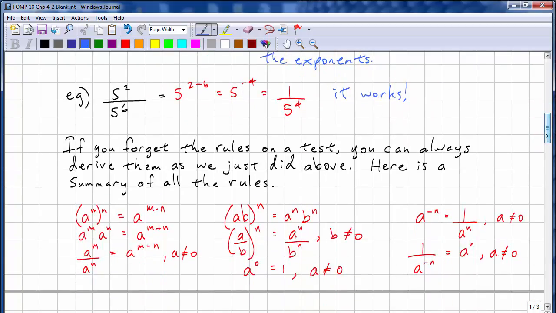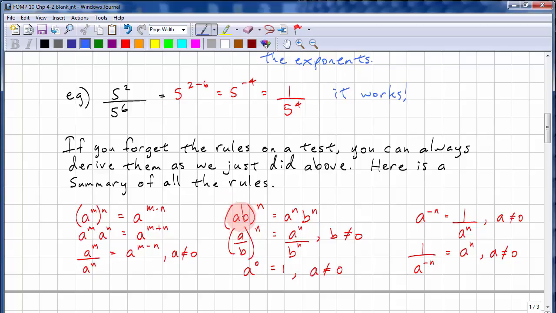So let's look at a summary of the rules. A to the power of m raised to the power of n, we have a to the power of m times n. A to the power of m times a to the power of n, we do a to the power of m plus n. A to the power of m divided by a to the power of n, we have a to the power of m minus n. And a is not allowed to be 0 because we can't divide by 0.